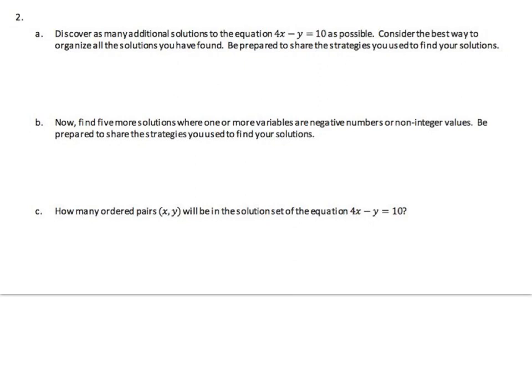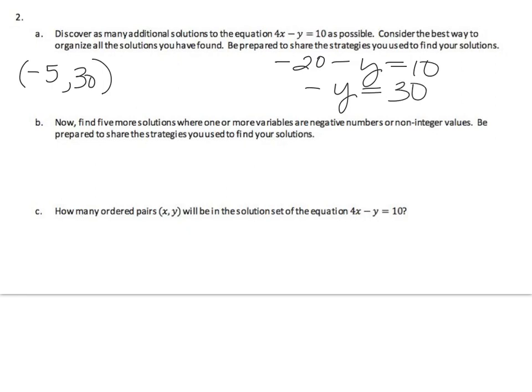If I plugged in, say, a negative 5, I would have negative 20 minus y equals 10. Add 20 to both sides, negative y equals negative 30. So y equals 30. Let me check that. Yeah. Oh no, that's a plus 30. There we go. Okay, we're going to try that again. If I have 4 times negative 5 is negative 20, minus y equals 10, add 20 to both sides, multiply everything by a negative 1. There we go. Negative 5, 30.